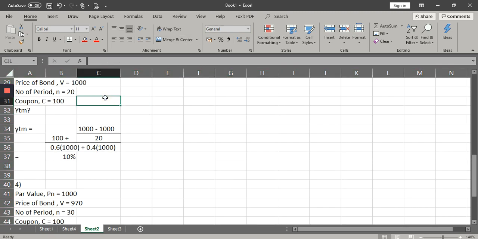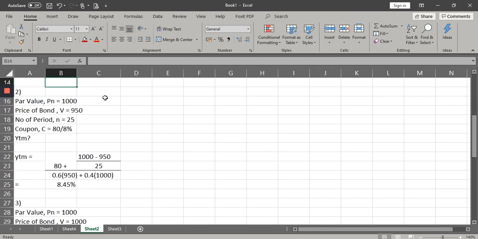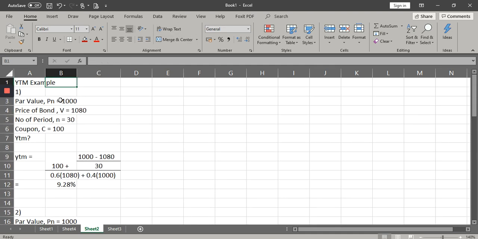Alright, so the first question, your par value is 1,000. Bond price is 1,080, maturity equals 30, coupon equals 100. So coupon 100 plus par value minus bond price divided by 30, your n. Suppose you calculate this, then the whole thing here, then plus this, then you calculate 0.6 times 1080, 0.4 times 1000, you should be getting 9.28%. Alright?